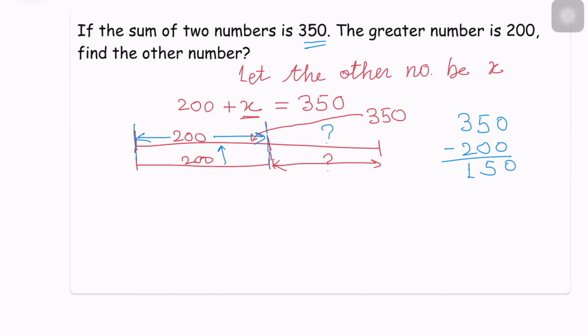Let's put this in the equation. 200 plus x, we are saying that it is 150, should be equal to 350. Yes, it is correct. 0, 5, 2 plus 1 is 350. Yeah, correct. So this is one approach.